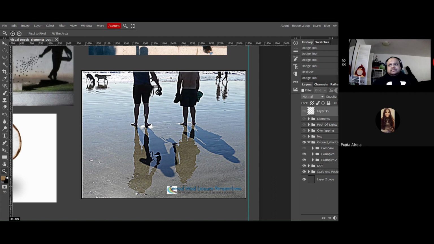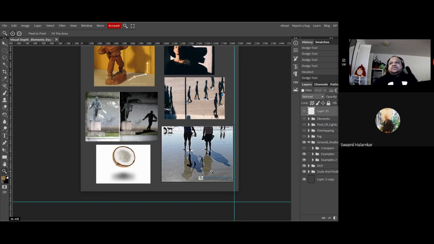I think it is just a storytelling element. We can talk about it actually, how the shadow can help you in many ways.